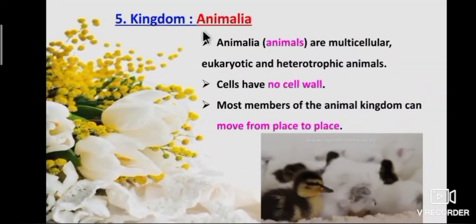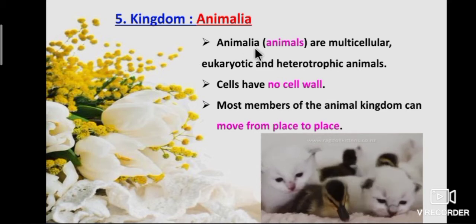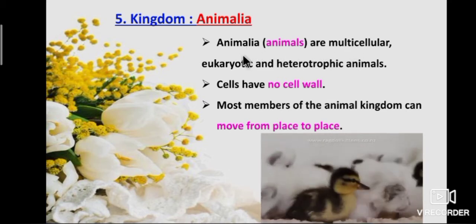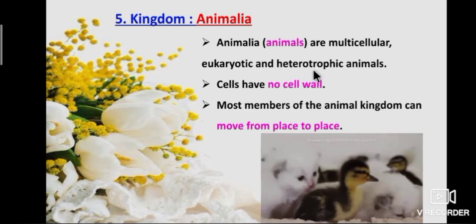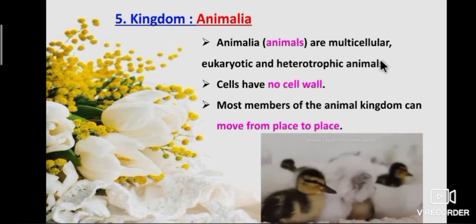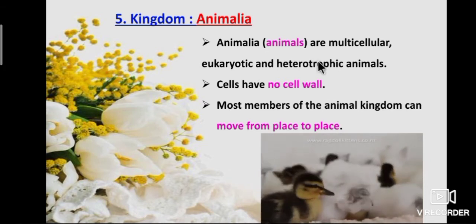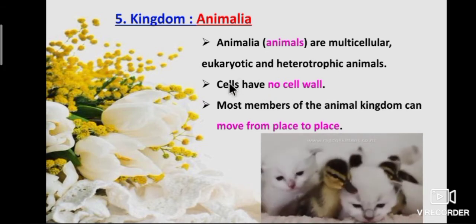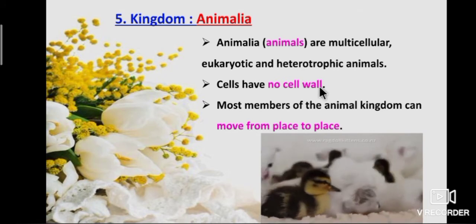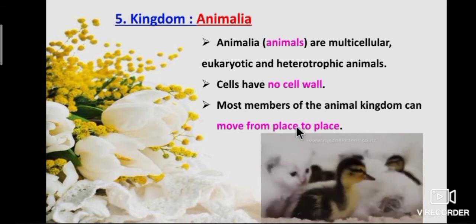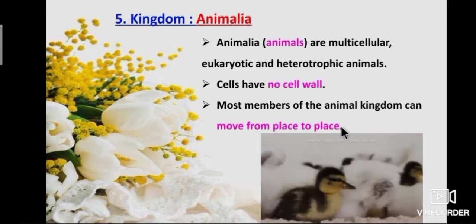Fifth kingdom is Animalia. Animalia means animals. Animals are multicellular, eukaryotic and heterotrophic. Heterotroph means organisms which cannot produce their own food. Here cells have no cell wall. Most members of the animal kingdom can move from one place to another place.